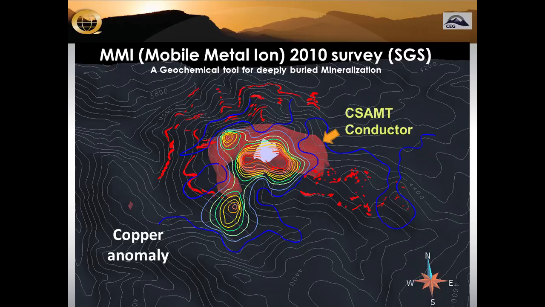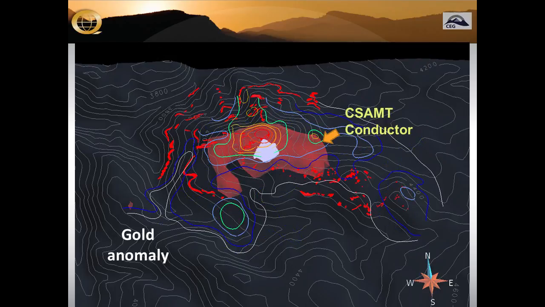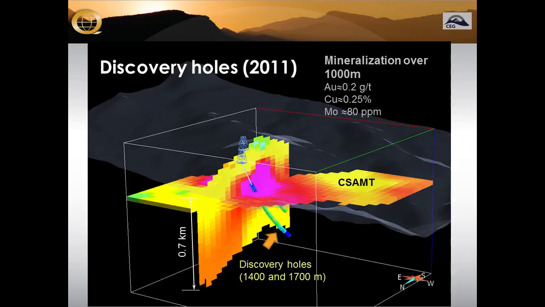They also had MMI data to support their decisions: elevated copper and elevated gold over that conductive response. So in 2011, two holes were drilled to test this conductor, and they discovered mineralization, not spectacular grades, but confirming the porphyry system, down at a depth of about 250 meters and extending really to the end of the holes. They never left the system, so a very large system.